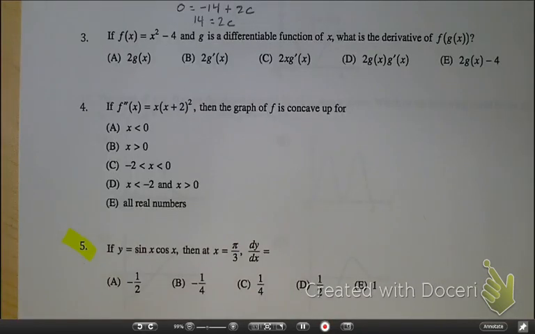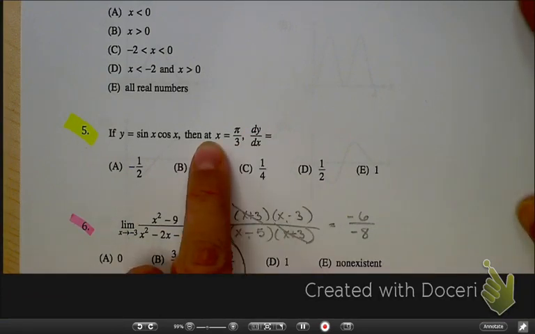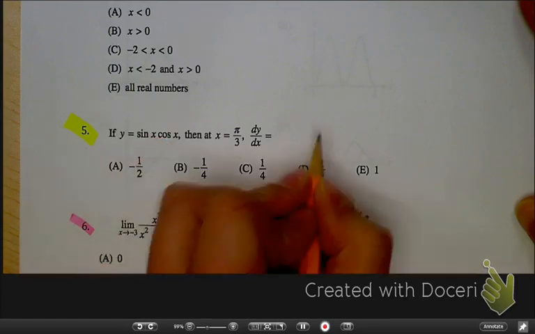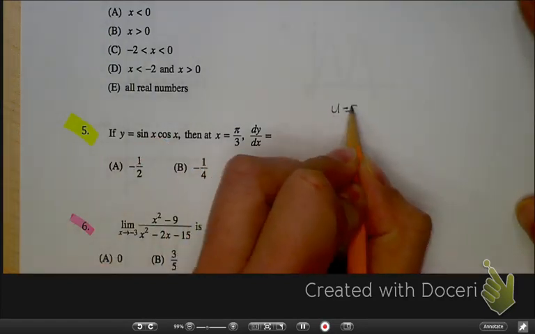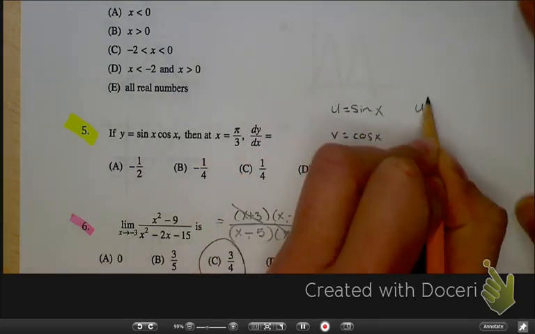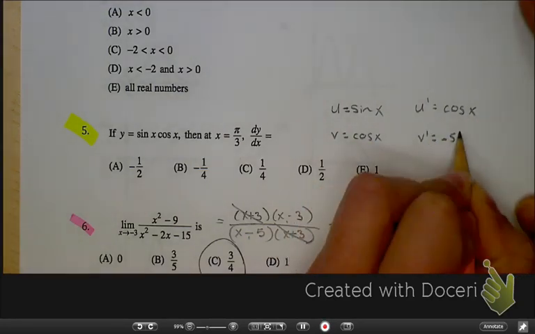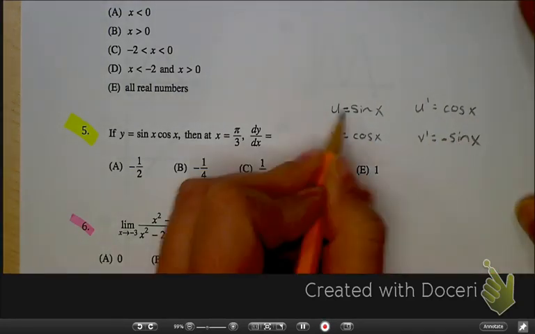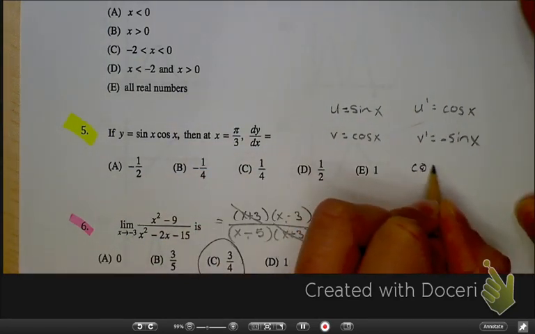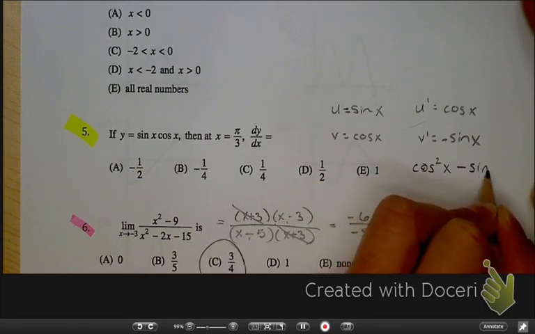Number 5. They want to know dy dx evaluated at x equals pi over 3. I have sine of x times cosine of x. That's going to be a product rule. So u equals sine of x, v equals cosine of x, u prime equals cosine of x, v prime equals negative sine of x. If I multiply backwards first, cosine times cosine is cosine squared. Multiplying forwards and adding them, I get negative sine squared.